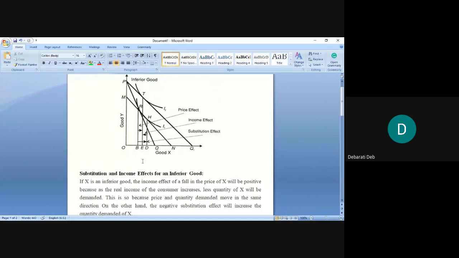So we are justifying the law of demand actually. We are justifying the law of demand in case of an inferior good as well, because someone has already said that in case of an inferior good, the law of demand is not followed. But still, we say that the demand curve is a negative sloping one. So we are justifying it with the help of substitution, price, and income effect. We are justifying why the demand curve in case of an inferior good is also a downward sloping one. Okay, understood?